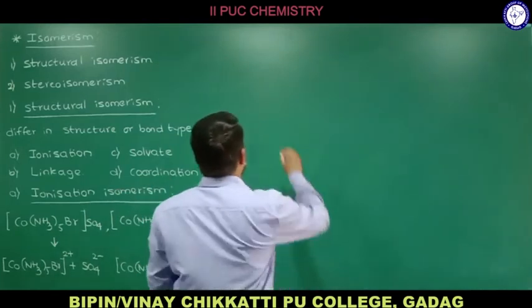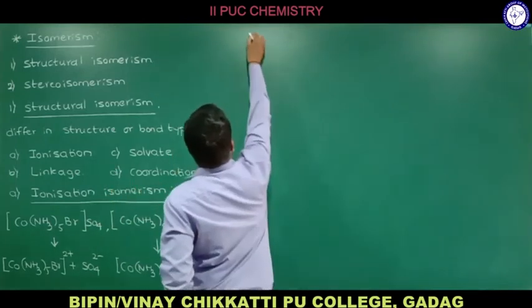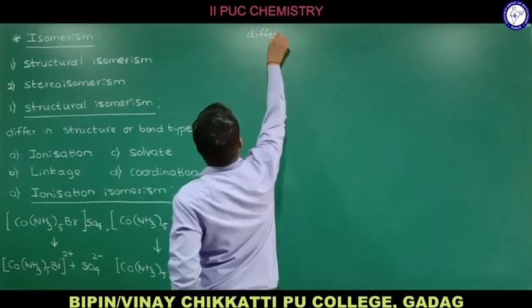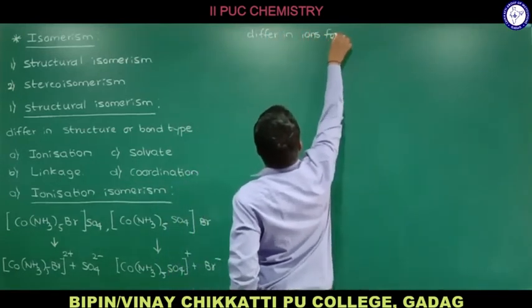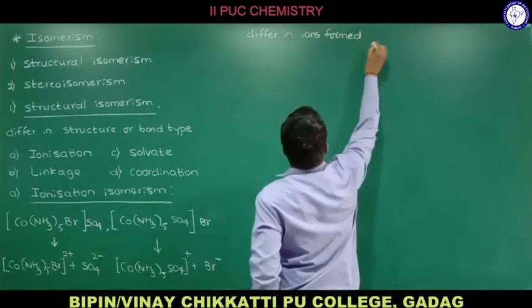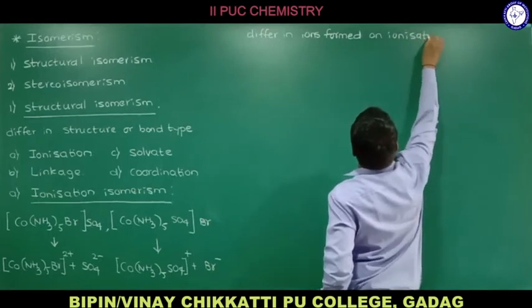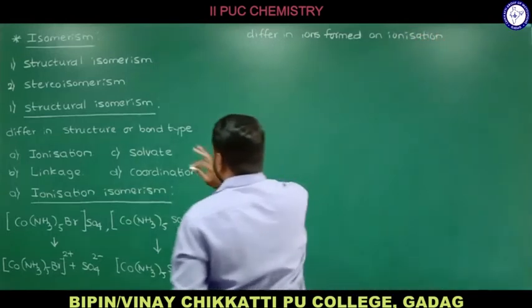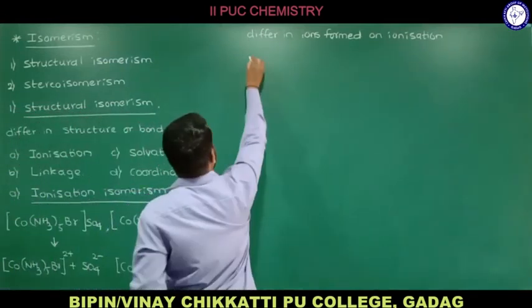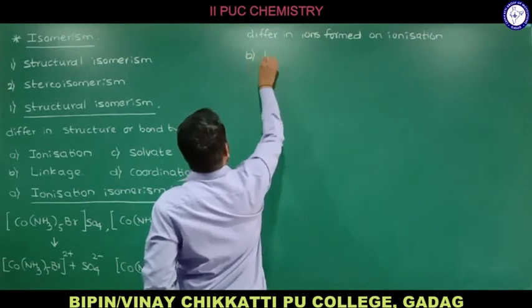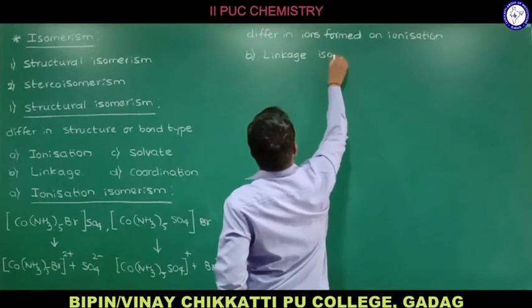The keyword let me write here. The compounds or complexes having the same molecular formula but differing in the ions formed on ionization, that is considered to be the first one, ionization isomerism, and the phenomenon is called ionization isomerism, you can say. The second one I am going to move on with is linkage isomerism.